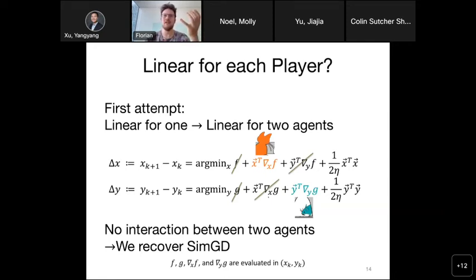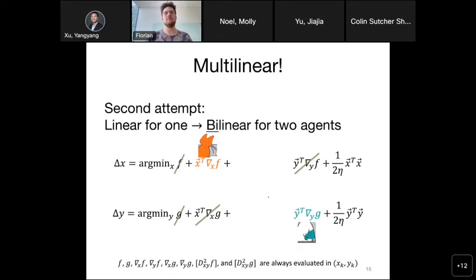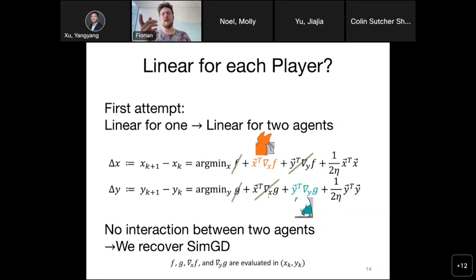As a result, this local problem that the agents are solving is entirely independent. It has lost all information about it being a competitive optimization problem. And if we do this, we recover simultaneous gradient descent. The fact that the local problem has forgotten about the interaction, about the competitive nature of the game, is arguably the reason why simultaneous gradient descent performs so poorly even on simple problems.